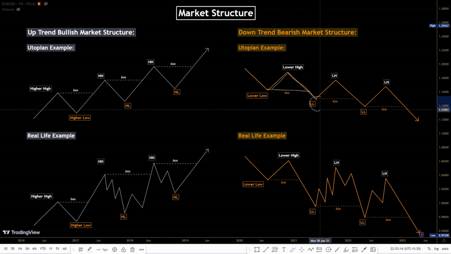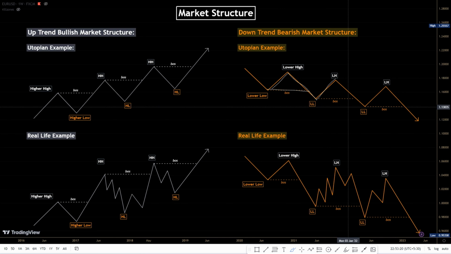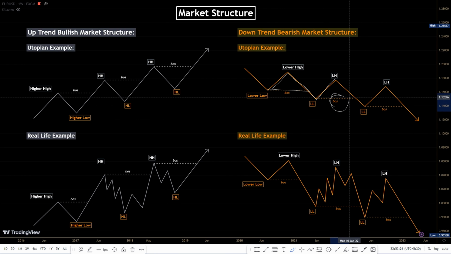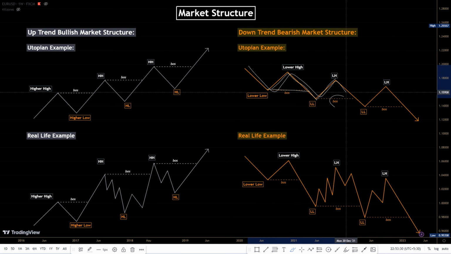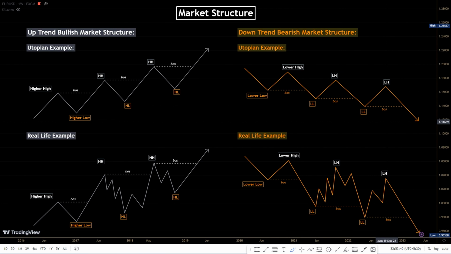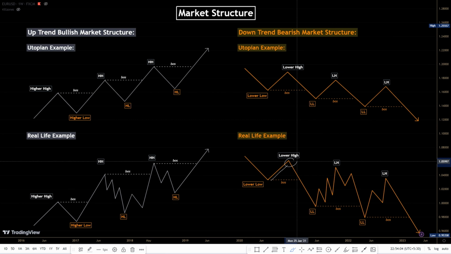Now price creates a lower low, again it pulls back and creates a new lower high. Then again you can see that there is an impulse wave and you can see that it again breaks the structure and price just goes in the downward direction, making new lower highs and lower lows. So that is the utopian example of the downtrend, or you can say the bearish trend. Price creates a lower low, then it creates a pullback and this is called a lower high.